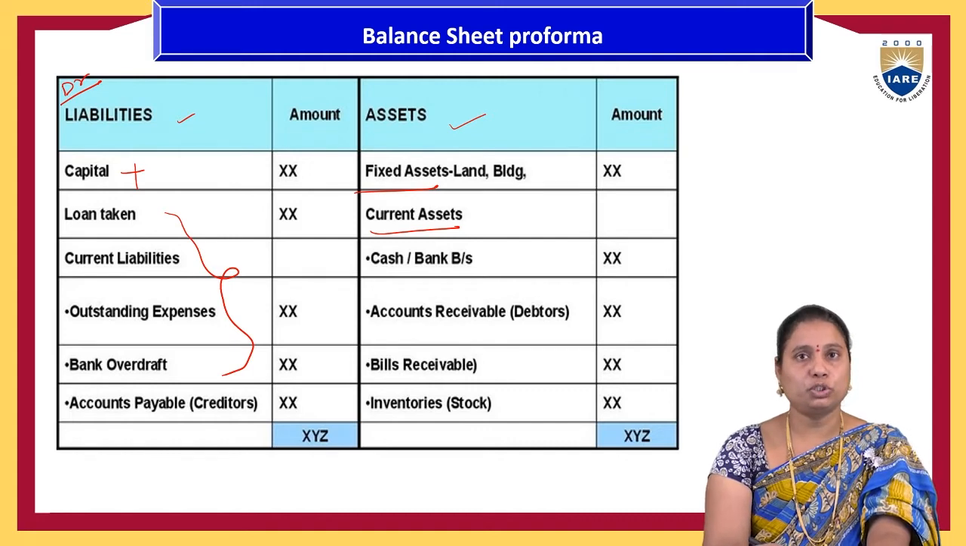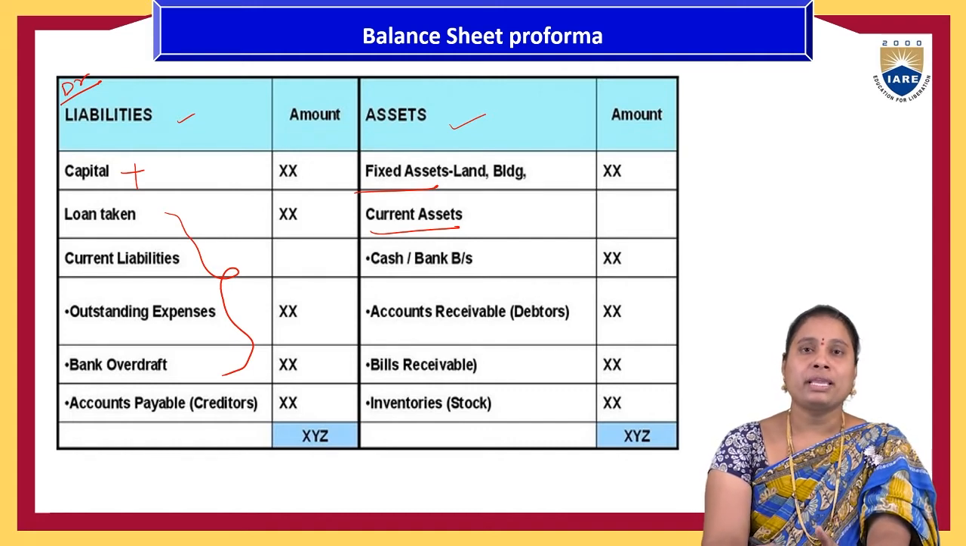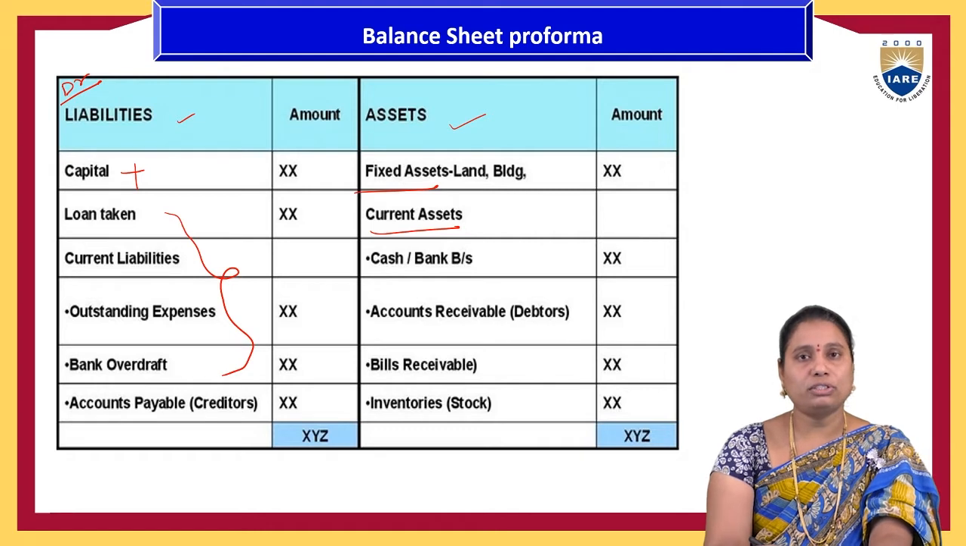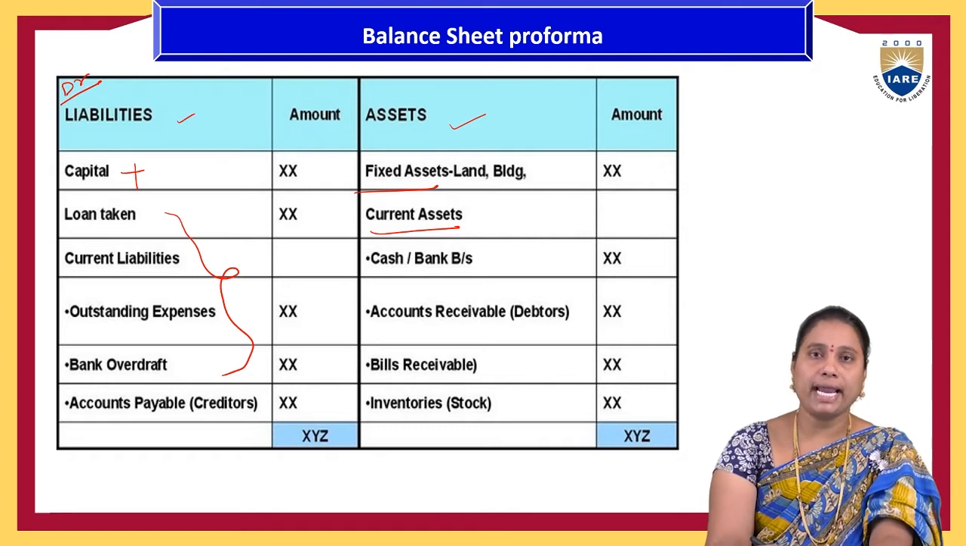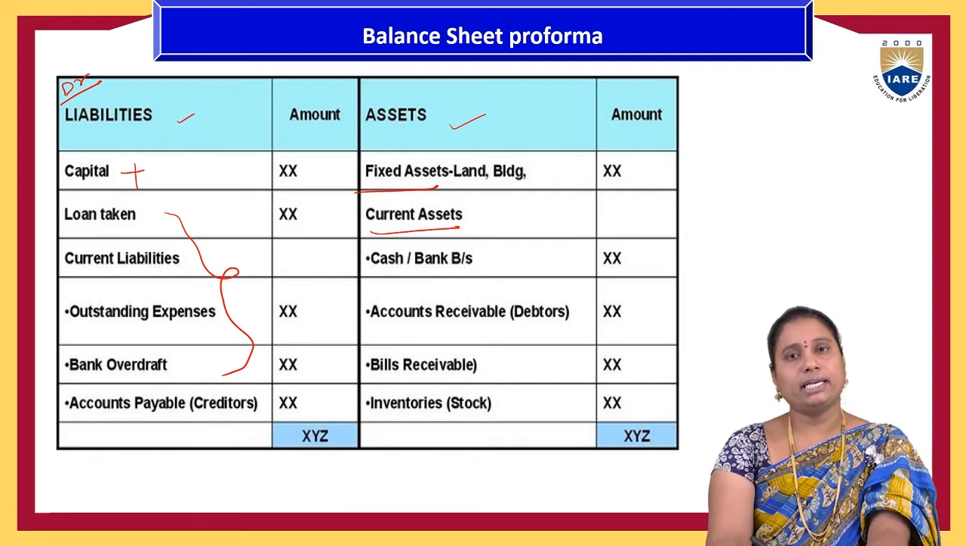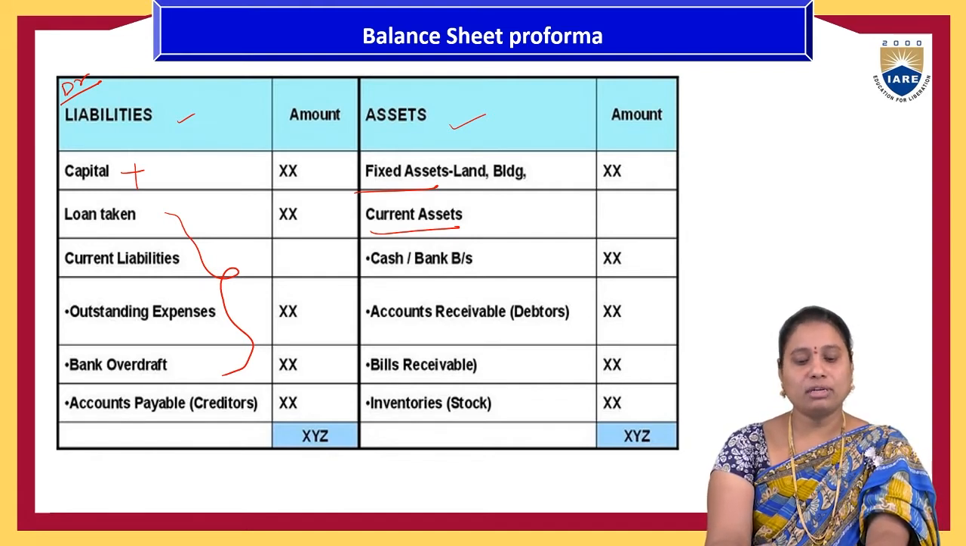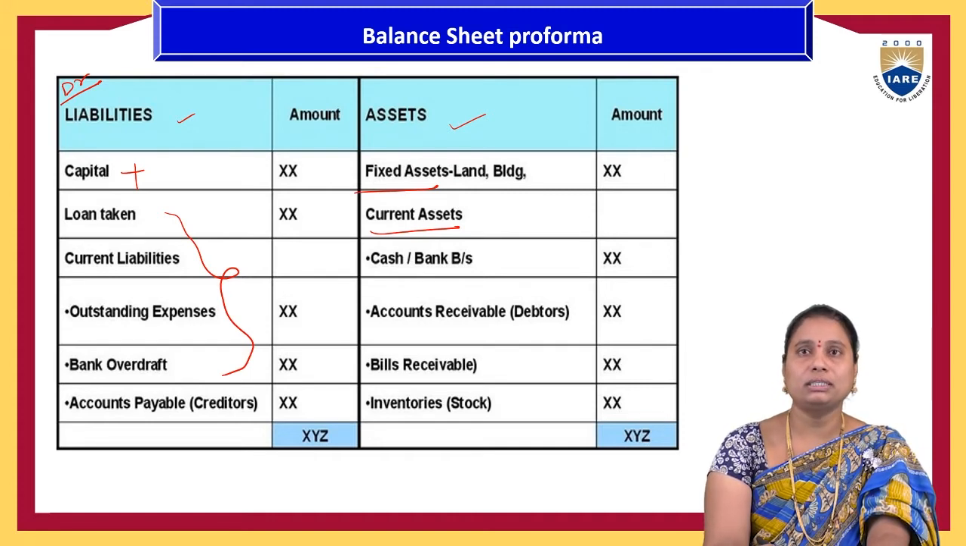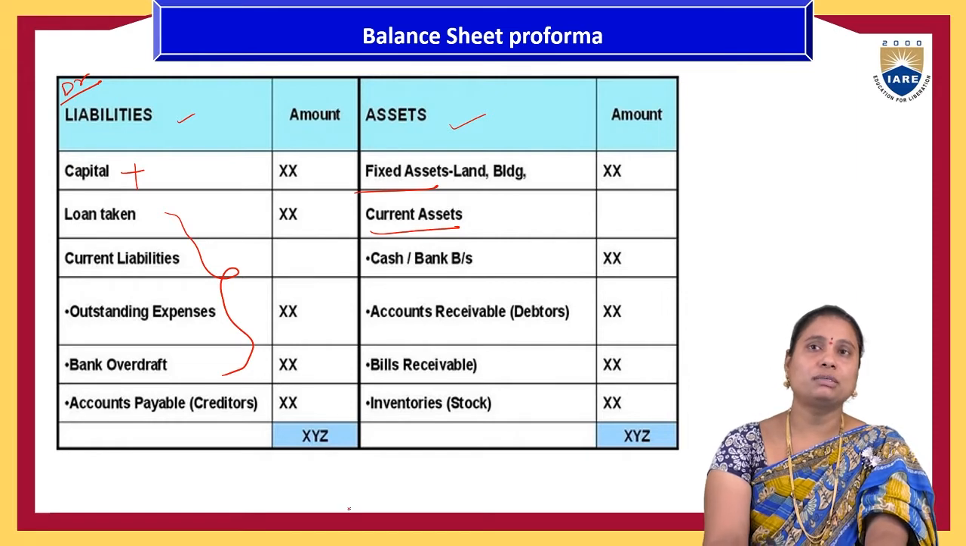Under the liabilities position, they have to mention the capital, and if there are any net profits they add them to it, and if there are any net losses they subtract them from it. The loans they have taken, current liabilities, bank overdraft, accounts payable, and outstanding expenses, etc. have to be mentioned under this liabilities position. That is the pro forma.